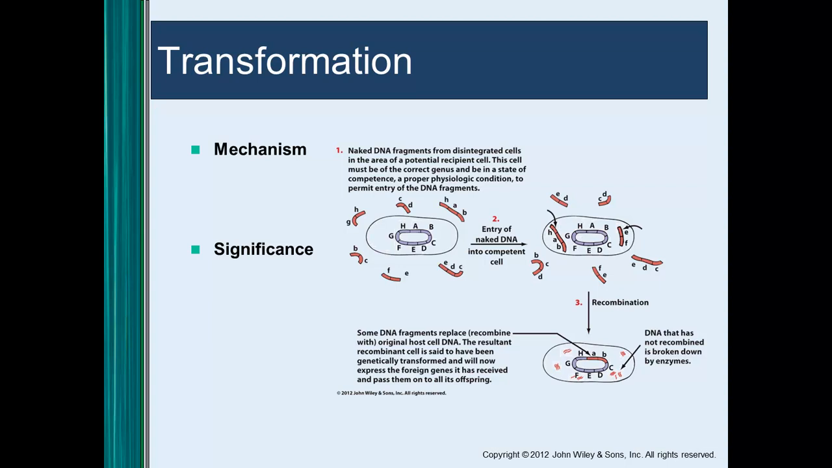Here you have naked DNA fragments from the disintegrated cells in part 1 of the diagram. These must be of the correct genus and be in the state of competence, or the proper physiological condition to permit the entry of those fragments. In the next stage, some of these fragments enter into the competent cell. In the third stage, they go through recombination, and DNA that is not recombined into the host cell is then broken down by enzymes.